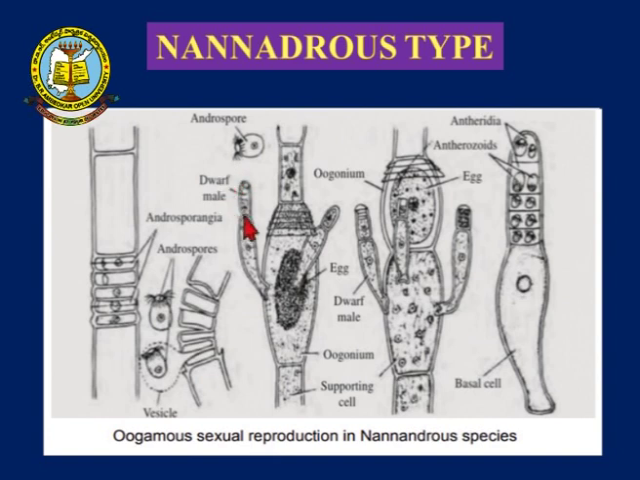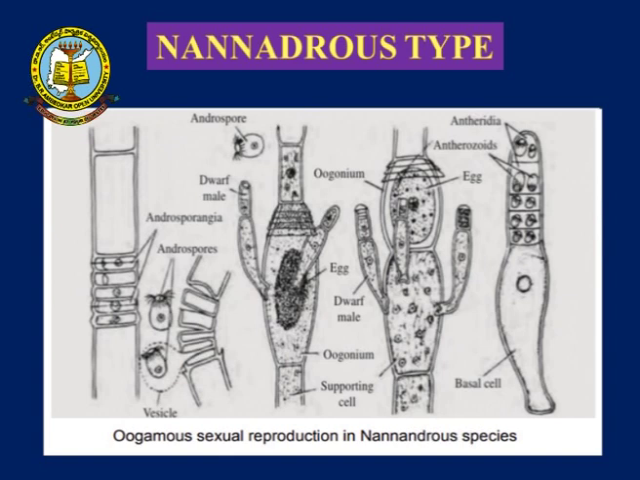This total structure is called a dwarf branch. The apical-most cell acts as an antheridial initial, which becomes the antheridium. Inside the antheridium, mitotic division takes place, like in Macrandrous. Due to the mitotic division, two antherozoids or male gametes are formed. These male gametes are released out and fuse with the oogonium egg cell. As a result, the oospore or zygote is formed. This is about Nannandrous species.